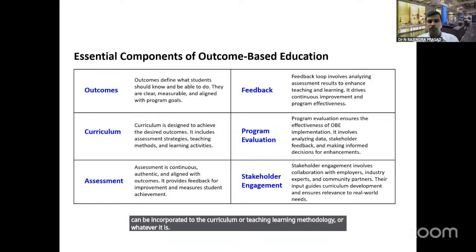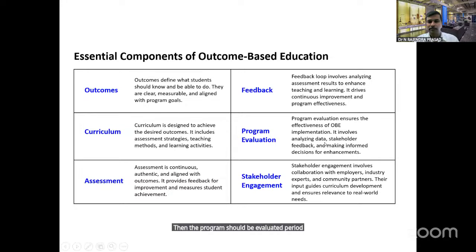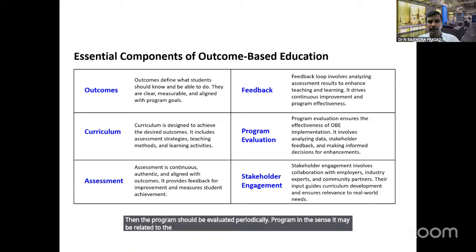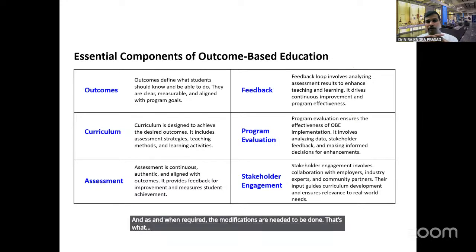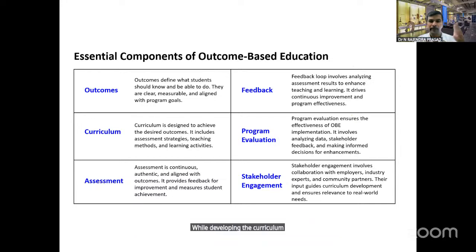Then the program should be evaluated periodically. Program in the sense it may be related to the curriculum, it may be related to the teaching learning methods, or it may be related to the assessment strategy. You have to evaluate periodically, and as and when required, the modifications are needed to be done. That's what the BOS, BOE are to take care of while developing the curriculum, while fabricating the curriculum.